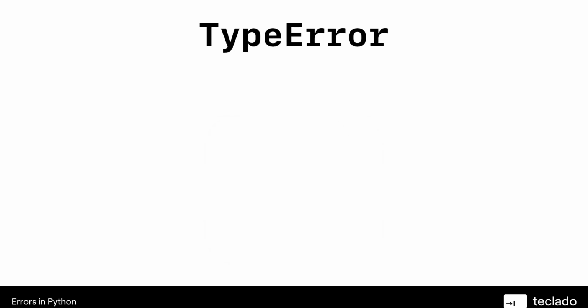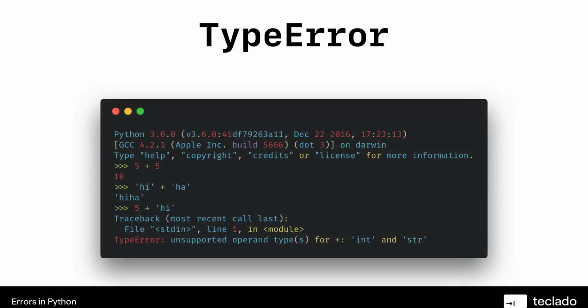Let's go over to a type error. The type error is pretty common, and a type error can happen when you do something like this. In the first line, we're adding 5 plus 5, and that gives us 10, as we would expect. In the second line, we're adding hi plus ha, and it's giving us hi ha, as you would expect, because it's concatenating the strings together. And then we're doing something that you should not do, which is add a string and an integer. Do not do that, for that will be a type error.